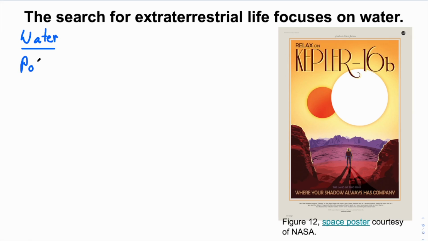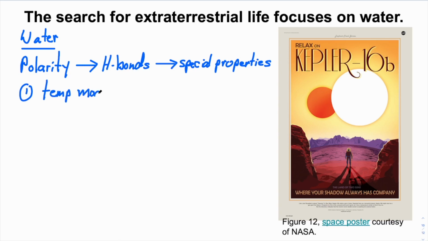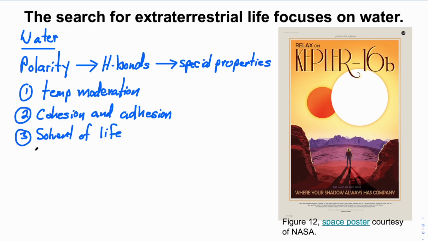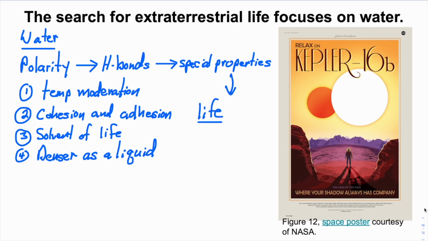To recap, water is a very polar molecule, and its polar nature allows it to form extensive H bonds, giving rise to its four special properties: temperature moderation, cohesion and adhesion, water is the solvent of life, and water is denser as a liquid. These properties are necessary for life as we know it. When we look for life beyond Earth, therefore, we focus on finding water, especially in its liquid form. Earth is very special in its abundance of liquid water. Mars and Venus, our nearest planetary neighbors, are too cold or too hot for liquid water, respectively.